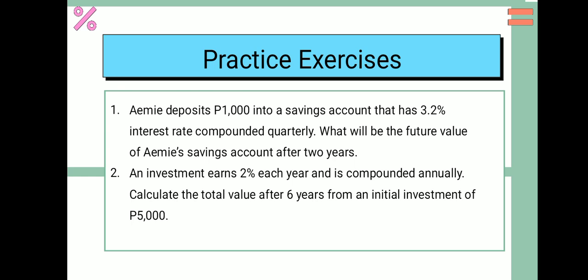I want you to again grab your scratch paper and try to solve. You can pause the video if you are not yet done, and unpause the video if you are done. Okay, for number 1, Amy deposits 1,000 into a savings account that has a 3.2% interest rate compounded quarterly. What will be the future value of Amy's savings account after 2 years? For number 2, an investment earns 2% each year and is compounded annually. Calculate the total value after 6 years from an initial investment of 5,000 pesos.